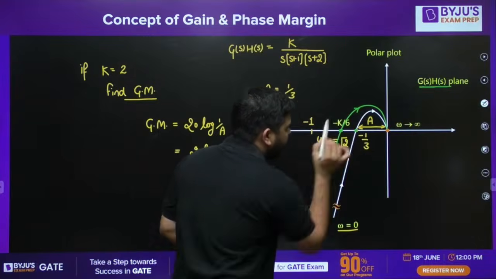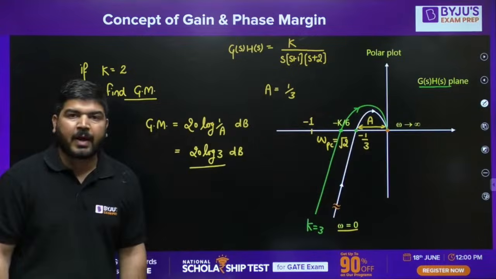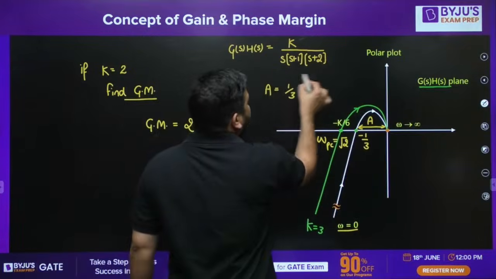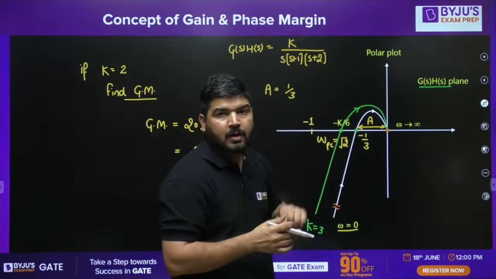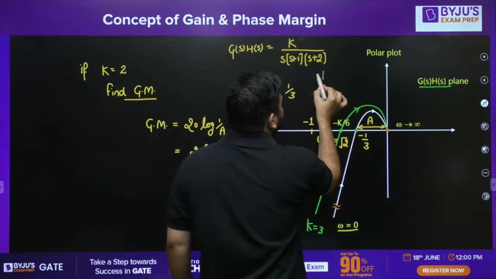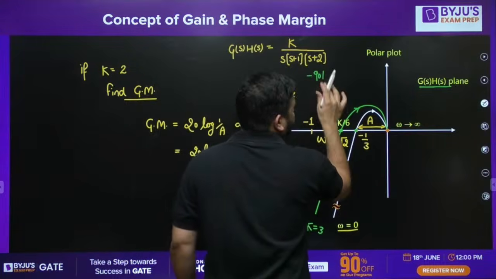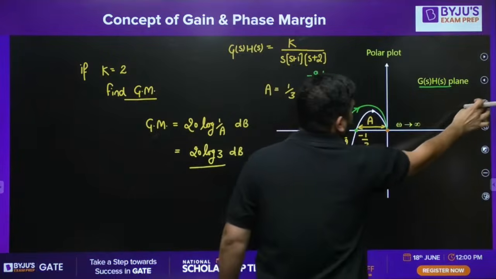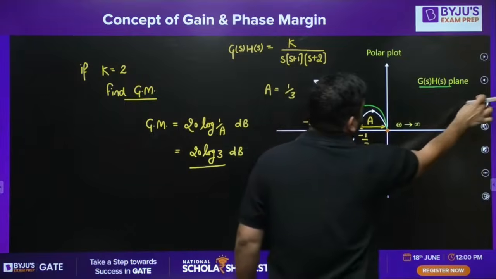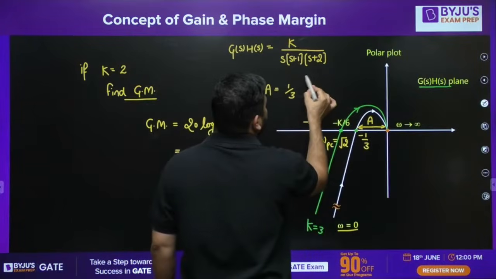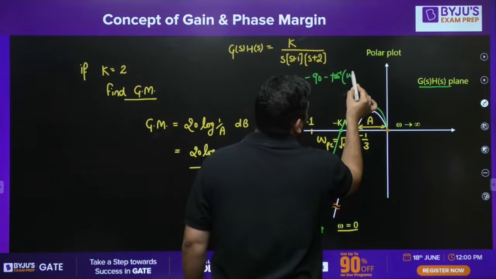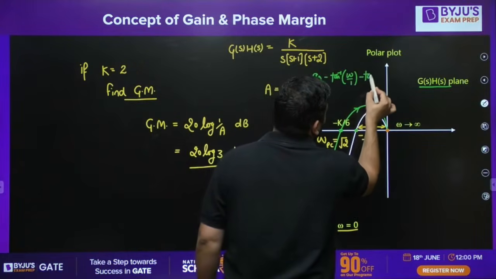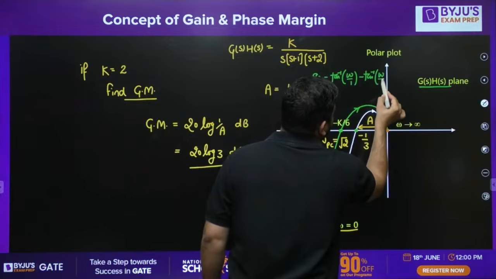But at this point, the frequency remains as root 2. Why? Because in this system, you can see that omega pc depends on phase only. And what is the phase of this function? Phase is minus 90. Now you can calculate the phase of this function. You can see that the phase is independent of k. The phase of this function is minus 90 minus tan inverse of omega by 1 minus tan inverse of omega by 2. This is the phase.